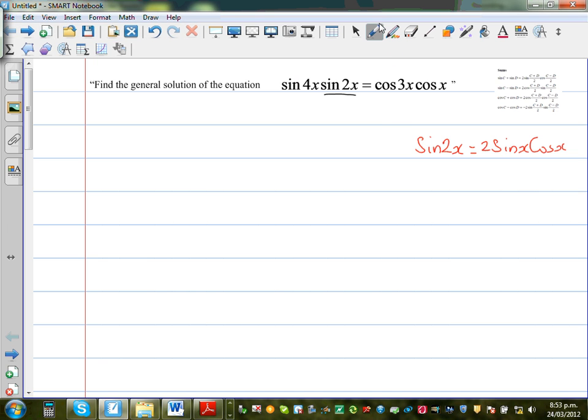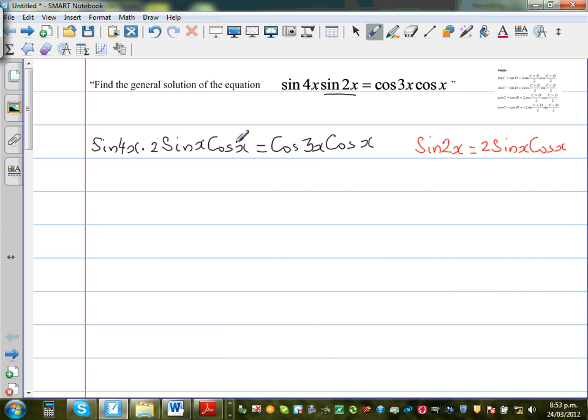Okay, so what can I do? Let me write first sin 4x times sin 2x, which can be written as sin 4x times 2 sin x cos x, is equal to cos 3x times cos x. Okay, so this is the first step.